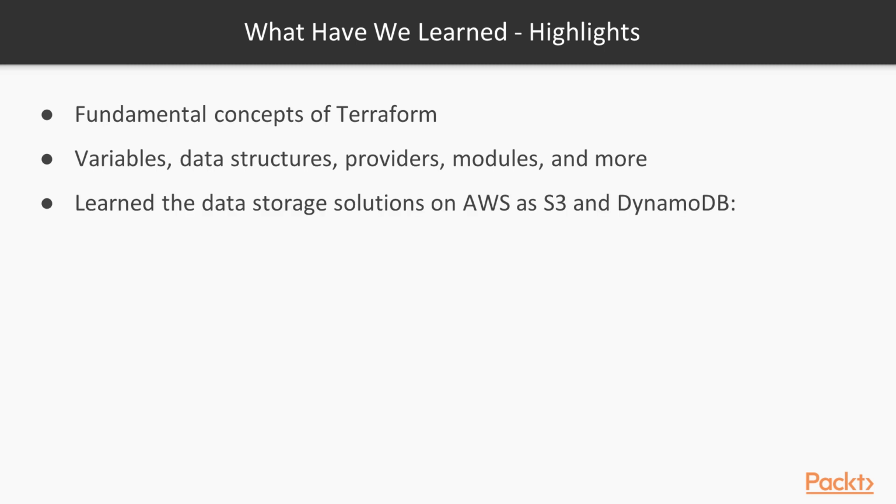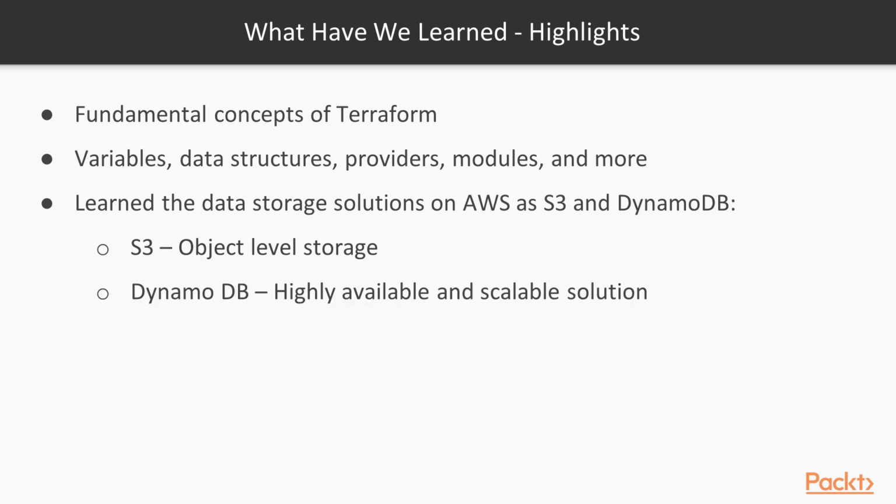And then once we covered that, we moved on to the data storage solutions on AWS. What we talked about for data solutions was S3 and DynamoDB. Those are basically the most used services on AWS in terms of data storage. So again, S3 was the object level storage for AWS for any kind of object that you have, for any type of file. And DynamoDB was the highly available and scalable solution from AWS in terms of data storage, as a NoSQL solution for any kind of application.